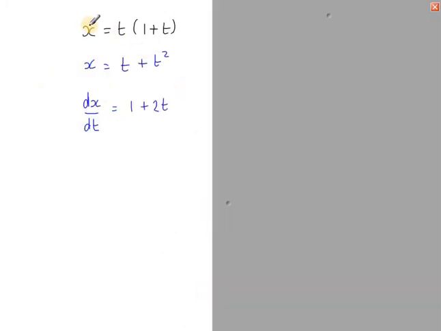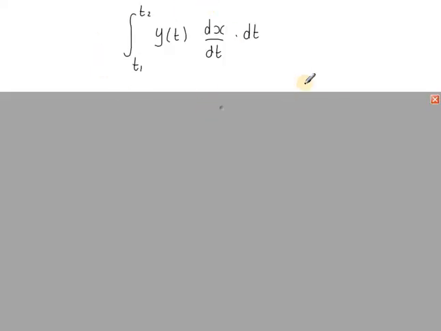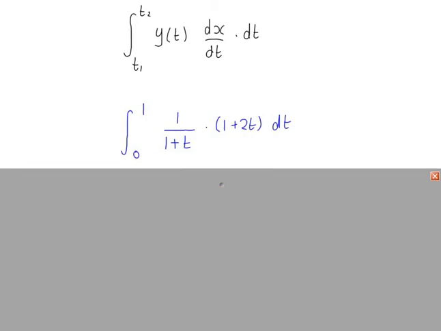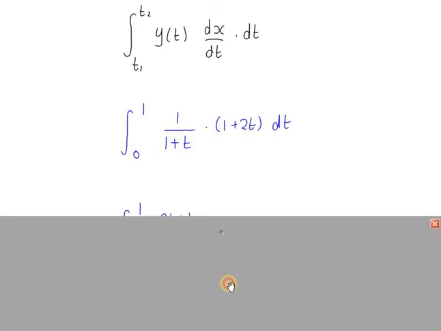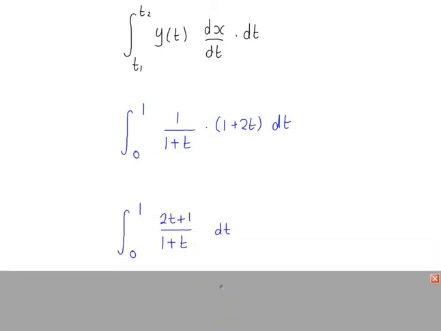Okay, we differentiate x with respect to t. Expand the brackets to get dx by dt. We need this in our working out. So this is the general form for parametric integration. You need to memorize this. And we have the limits. We have the equation for y as a function of t that was given, and dx by dt we just did. So if we substitute everything in, we have this. Then simplifying, we need to integrate this, and everything is in terms of t.